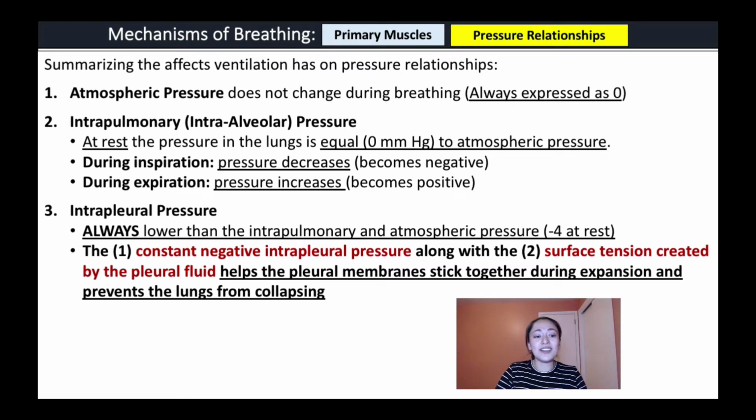This is important because the constant negative intrapleural pressure, along with the surface tension created by the pleural fluid itself, both of those work together to help keep the pleural membranes sticking together during expansion of the lungs, and it prevents your lungs from collapsing. Okay, so it's holding the 2 pleural membranes together and preventing them from separating.